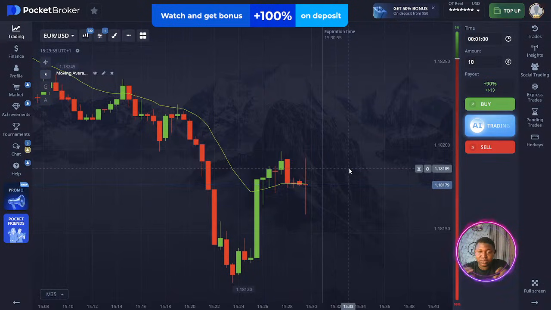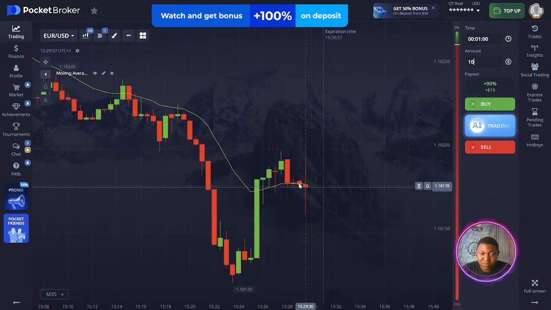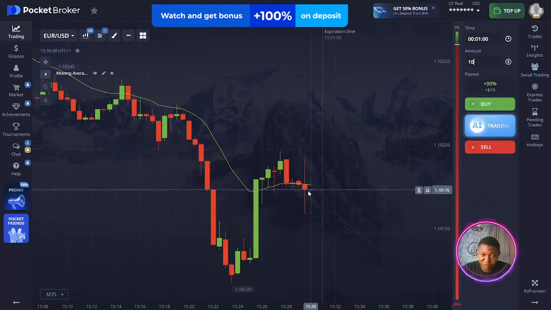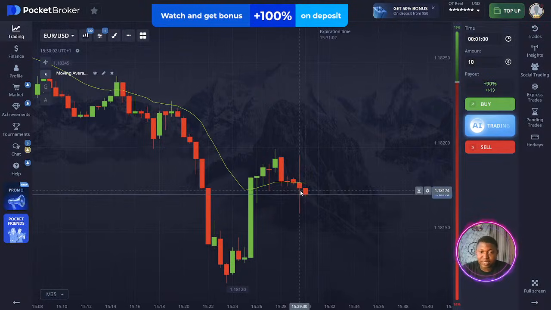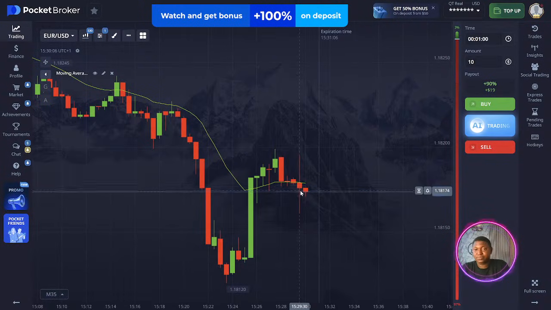Then you have made money. So you see, we're about to make money. If we had entered here now, we'd be making money here. But I didn't want to enter. I just want to introduce this strategy for us today, then close the stream to show you that it is very, very much possible to make money on Pocket Broker. It is very easy to make money on Pocket Broker.